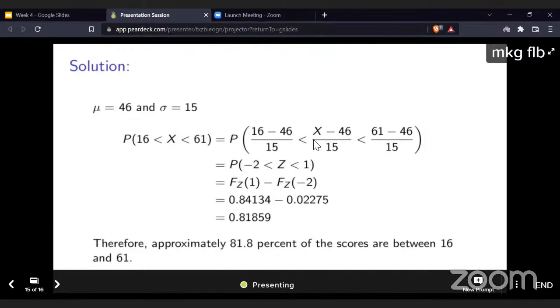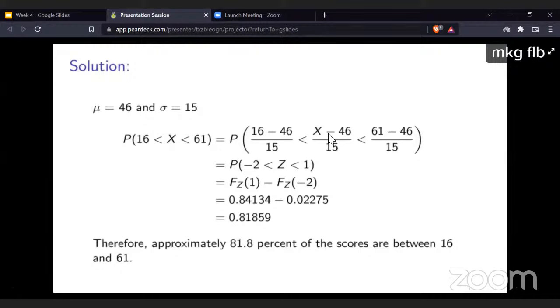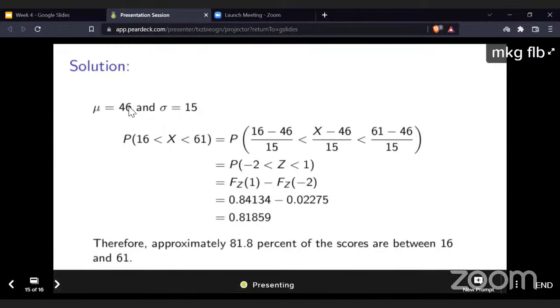X is a normal random variable, so you will have to convert this normal random variable to the standard normal random variable, which is given by capital Z. We do it by subtracting the mean from the random variable X and dividing by its standard deviation. The mean is 46 and the standard deviation is 15. So you get X minus 46 divided by 15, and this is going to be your Z.